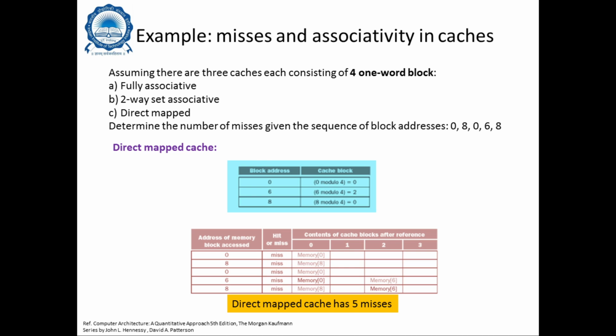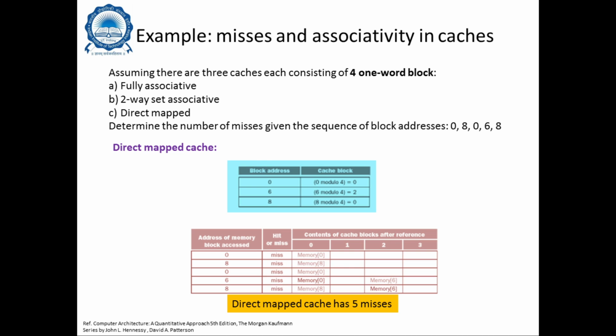Now let's do one example. Assume that there are 3 caches, each consisting of 4 one-word blocks. The first is fully associative, the second is 2-way set associative, and the third one is direct map. We are asked to determine the number of misses for the sequence of block addresses of the RAM, 0, 8, 0, 6, 8.